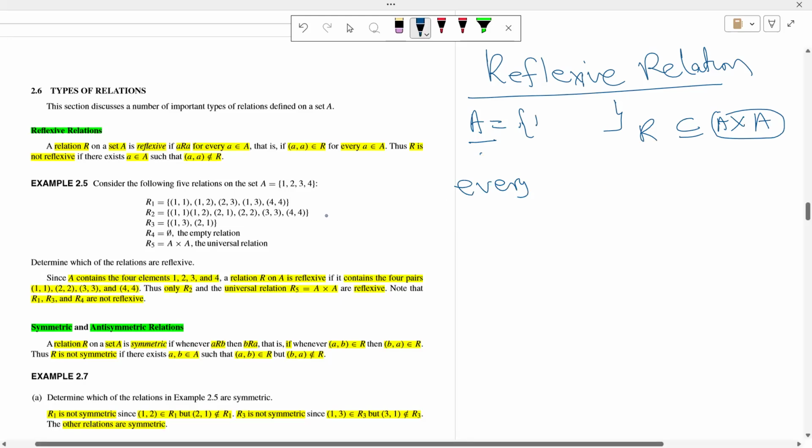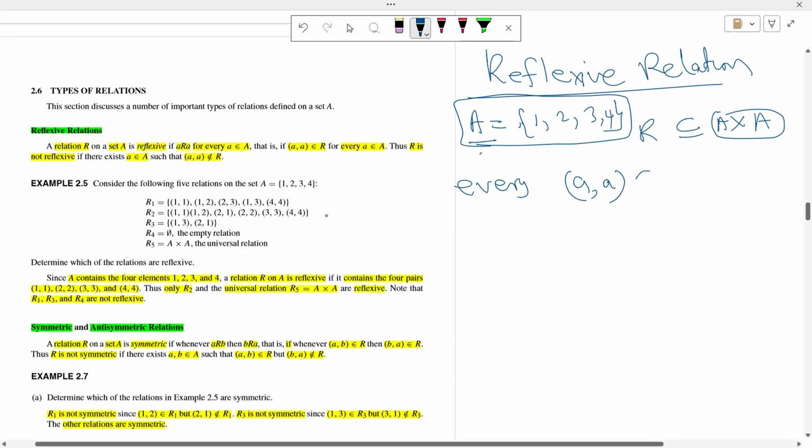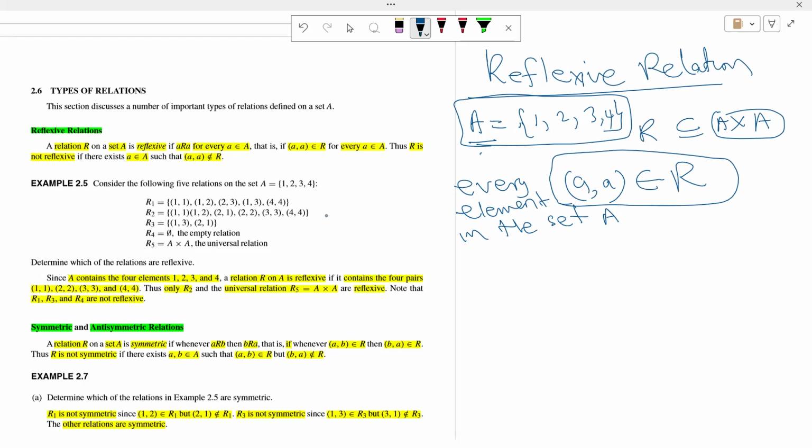Let's say A has four elements, 1, 2, 3, and 4. These are the elements of set A. Then set A has a relation on itself, right? Reflexive relation means A comma A belongs to the relation R, right? The important thing is every element in the set A must have this condition, right? So then only you can tell that it is a reflexive relation, right?